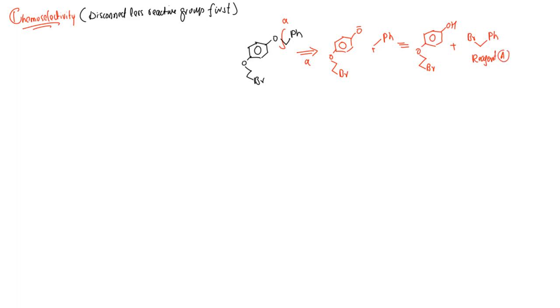This structure can further be disconnected right over here for getting a para-hydroxyphenol and 1,2-dibromoethane. This is 1,2-dibromoethane.